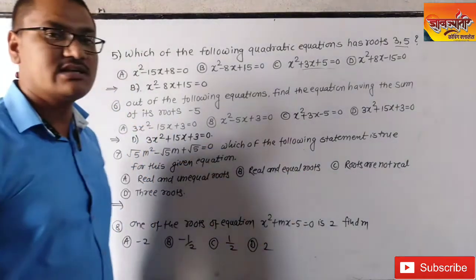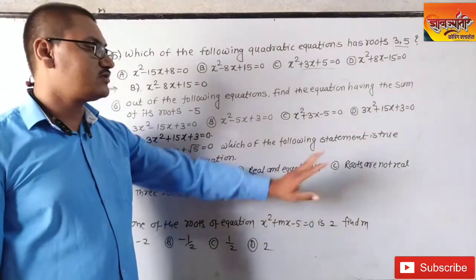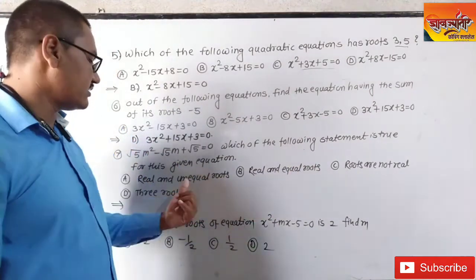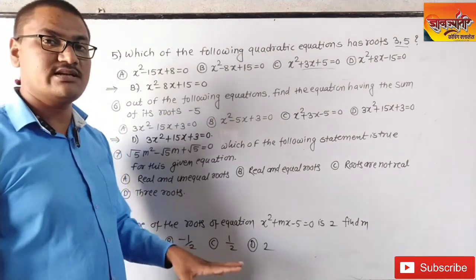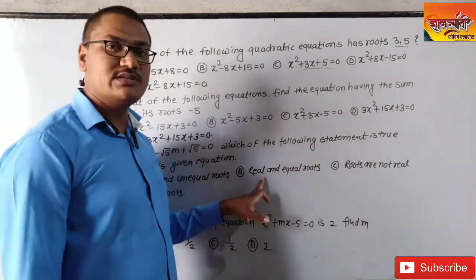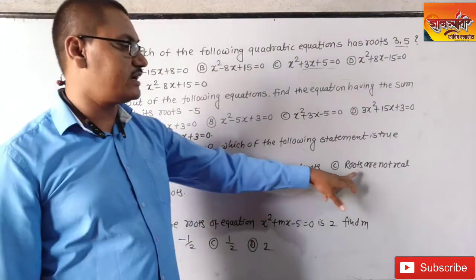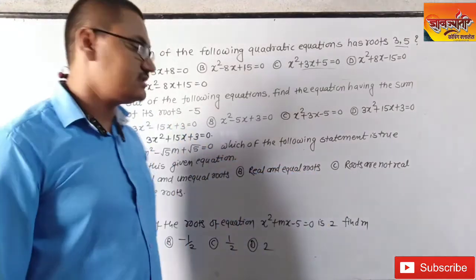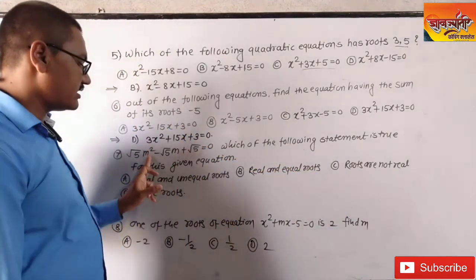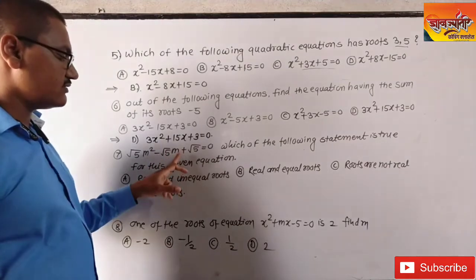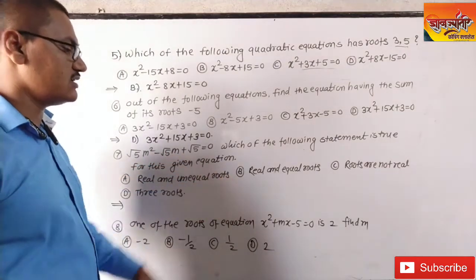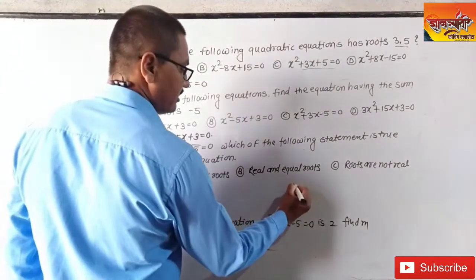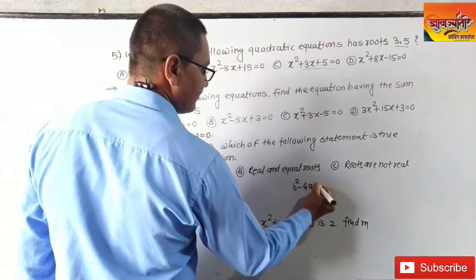What is the condition for roots not being real? The roots can be real and unequal, real and equal, or not real. The condition for unequal roots is b² − 4ac greater than 0, for equal roots the discriminant is equal to 0, and for non-real roots the discriminant is less than 0. By determining the value of b² − 4ac, we can choose the correct answer.